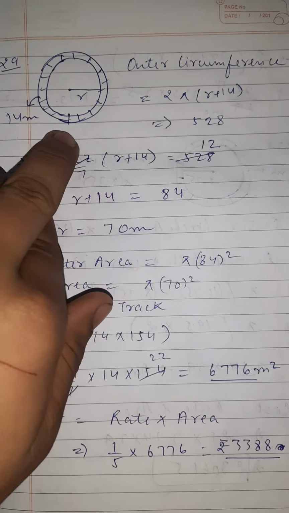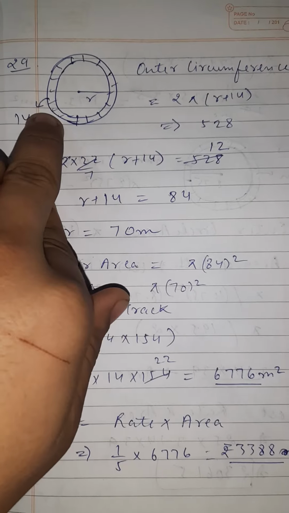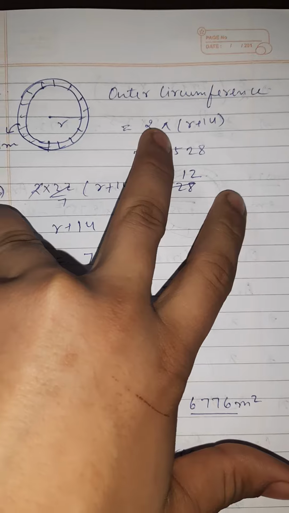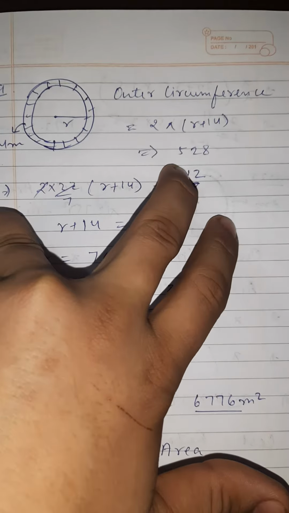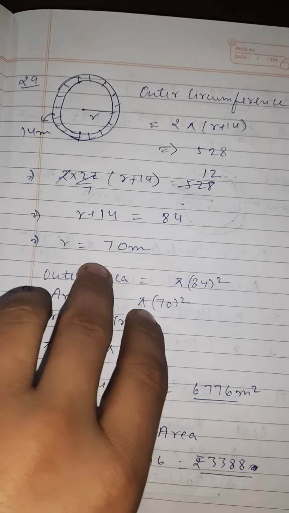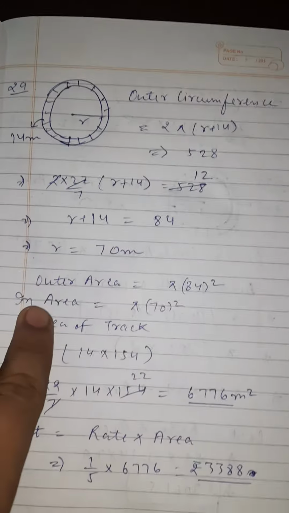For the outer circle, the radius will be r plus 14. Okay, so if we put the radius as r plus 14, the circumference will be 2 pi (r plus 14), which is provided as 528. So by doing calculations, we can find the value of r as 70. You can see the calculations here.